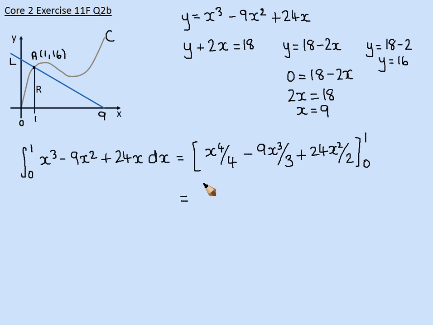When I substitute 1 in, I'm going to get a quarter minus, well, that's 9 over 3, so it's going to be 3, and that's 24 lots of a half, so it's going to be 12. Then when I put 0 in, I'm going to get 0 minus 0 plus 0, so that whole thing disappears off the end. That's going to leave me with 9 and a quarter. So that's this area here we found.